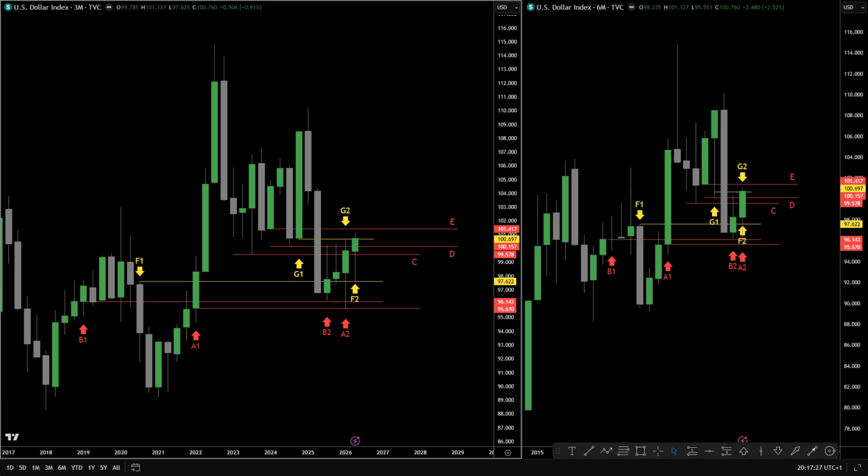Finally, let's look at level G. Notice how G2 turned exactly at the low of candle G1. Once again, the reaction occurred at a precise reference point. No broad zones. No arbitrary areas. Just a specific level and a specific reaction.